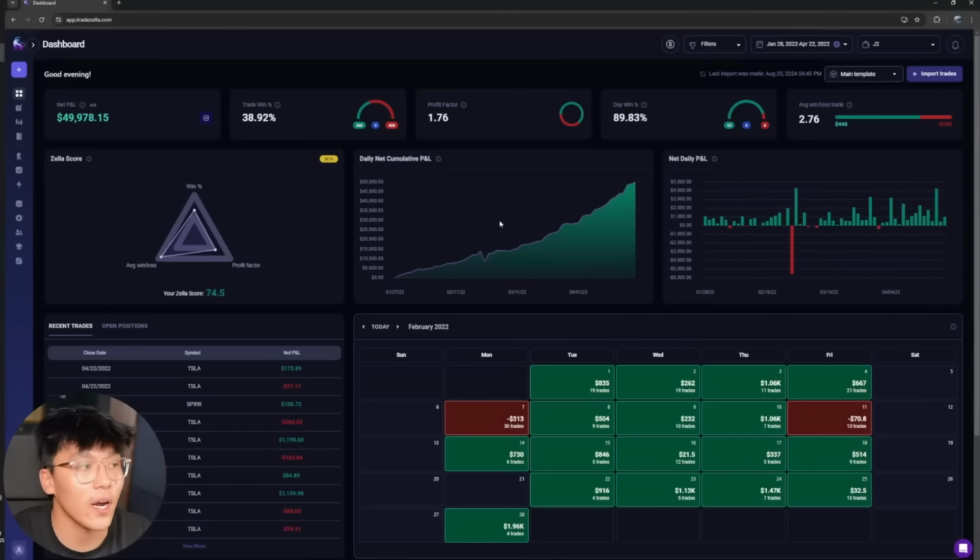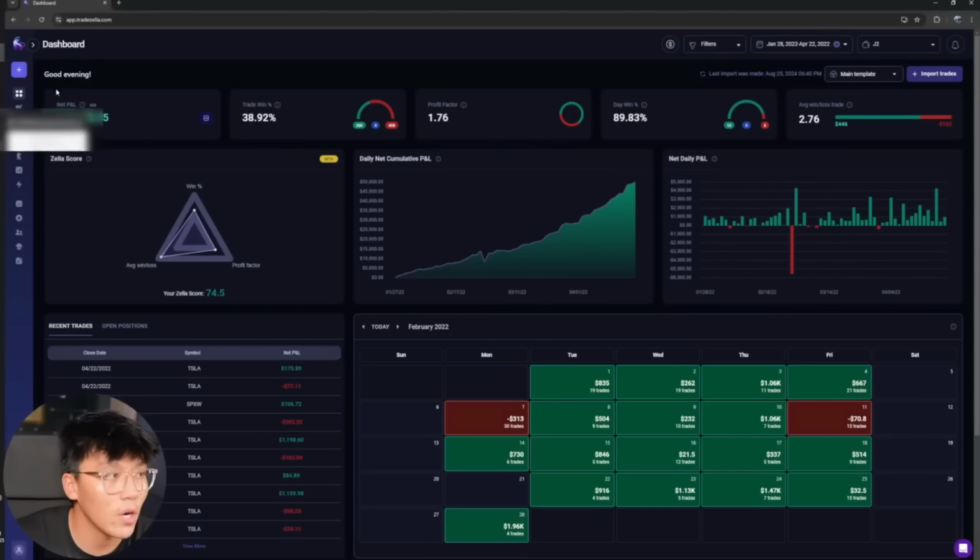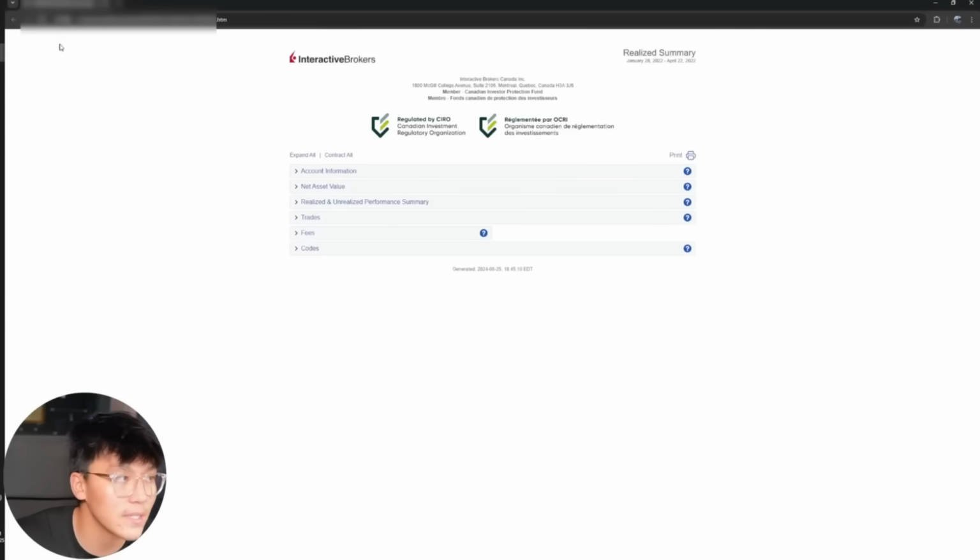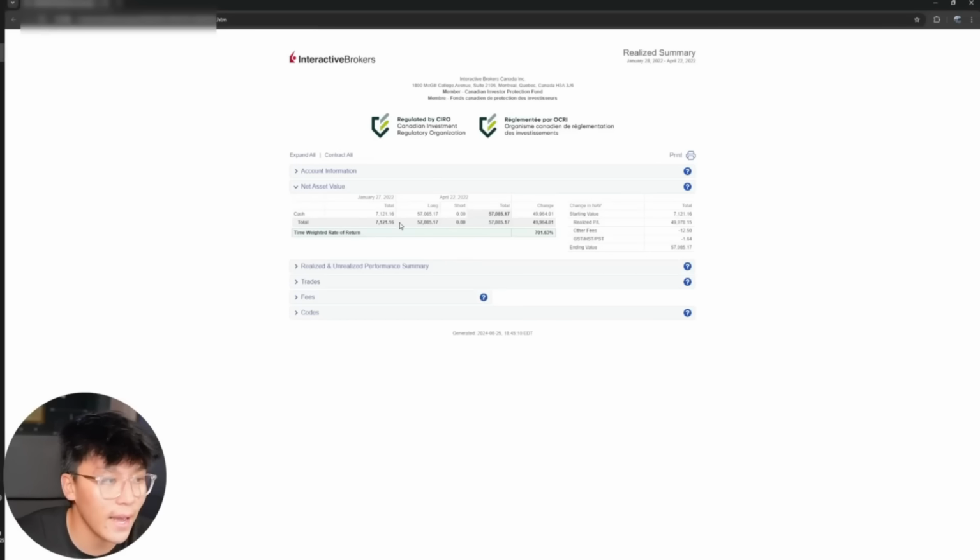As you can see right here, I ended up making $50,000 net P&L. And if you go onto my regulated broker, this is Interactive Brokers, and I'm refreshing the screen right here. You can see the net asset value. This is a live broker statement. You can see I started off with $7,000. This day I actually started off with $3,000, ended off with $57,000 for a net return of 700%.